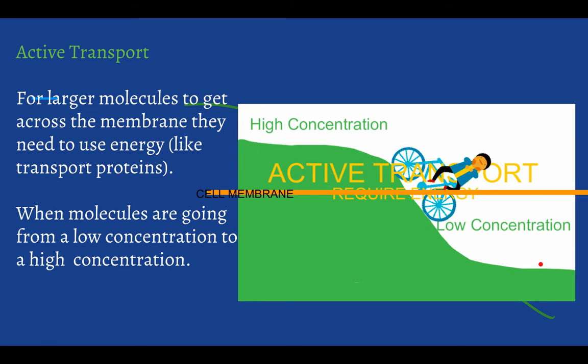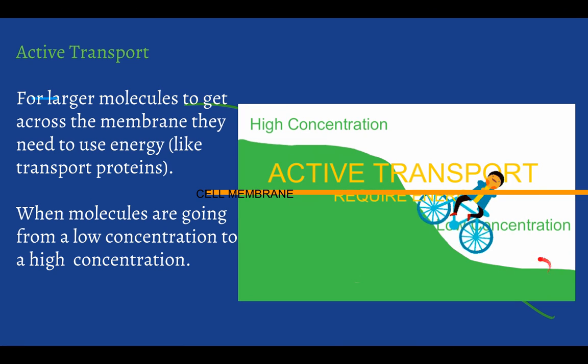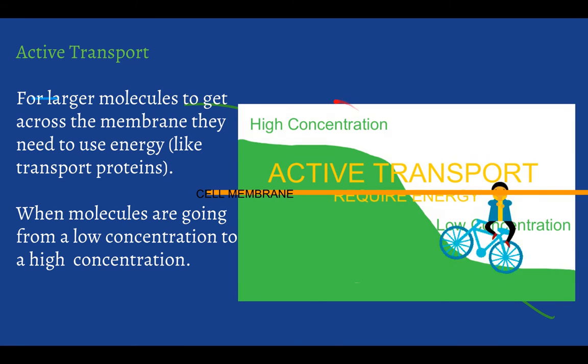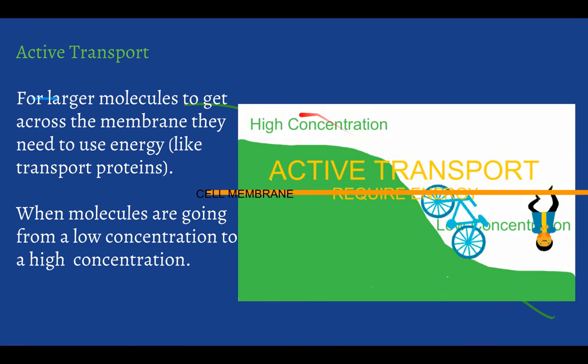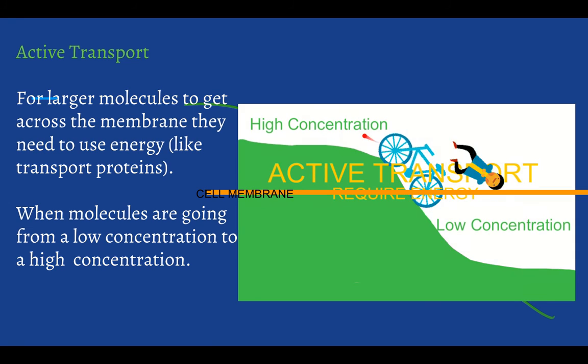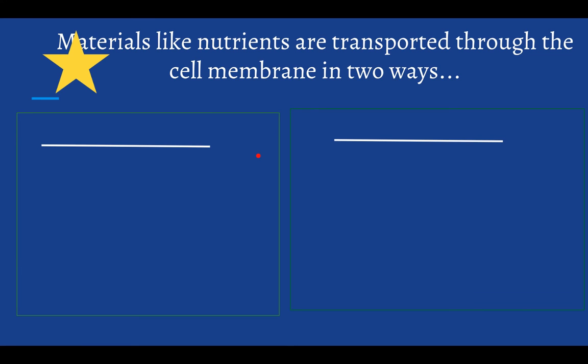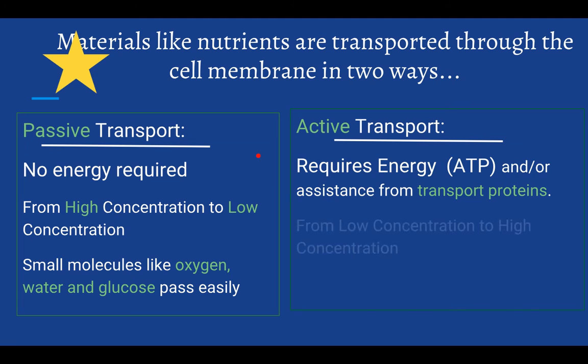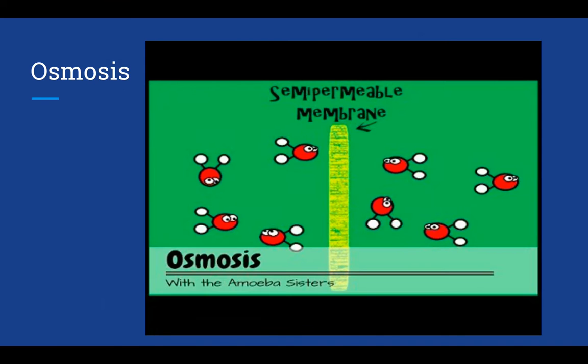So to get across the cell membrane, if the concentration is low on one side and you want to go to the area where it's high on the other side, you're going to need energy or some sort of transport protein. All right, this just kind of summarizes everything.